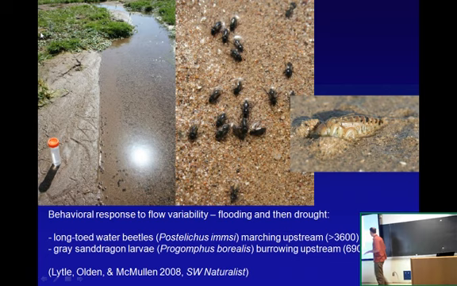Okay, so they were going in the direction where flow was coming from. And concurrent with them, but buried beneath the substrate so you cannot see them, although you can see some of their tracks over here, are these sand dragon dragonfly larvae. So these are Prognathus larvae that have these fossorial legs for burrowing. So they're actually burrowing in the same direction upward. So clearly there are little tricks, behaviors, and even life histories that aquatic insects have for dealing with this kind of flow variability.